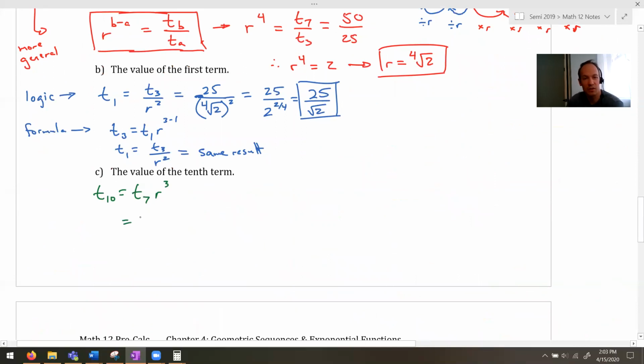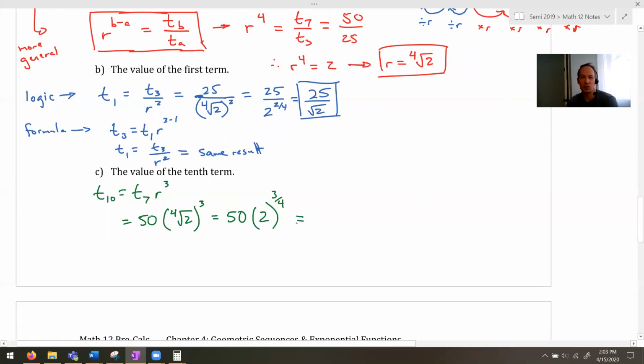So this would actually be T7 was 50. R was the 4th root of 2, but we're going to cube it. So this is going to give me 50 multiplied by 2 to the power of 3 over 4. And that's what it would wind up being.